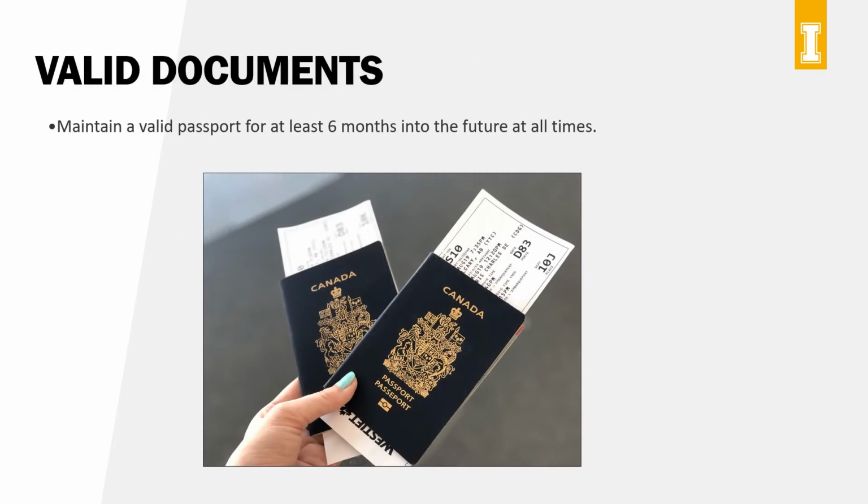International students must maintain a valid passport at all times. Your passport should be valid for at least 6 months into the future. If your passport will expire, you will need to contact your government or embassy to renew your passport.